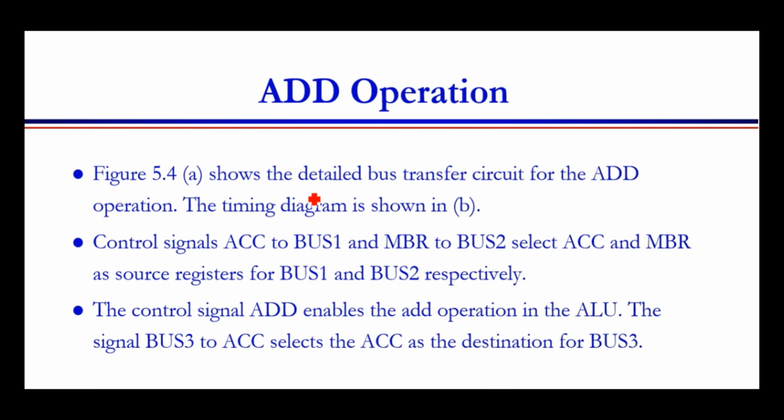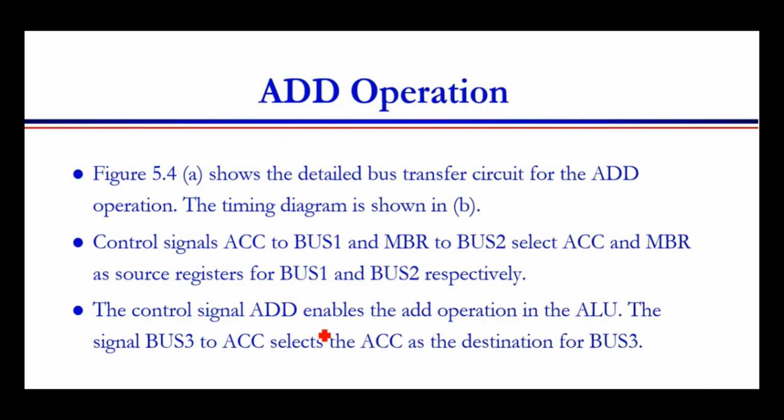The control signals accumulator to bus 1 and MBR to bus 2 are both for the selection of the accumulator and MBR as source registers, or input registers, for bus number 1 and bus number 2 respectively. So bus number 1 and bus number 2 will be used for input sources, and bus number 3 will be used for the output. The result generated by the ALU will be transferred through bus number 3.